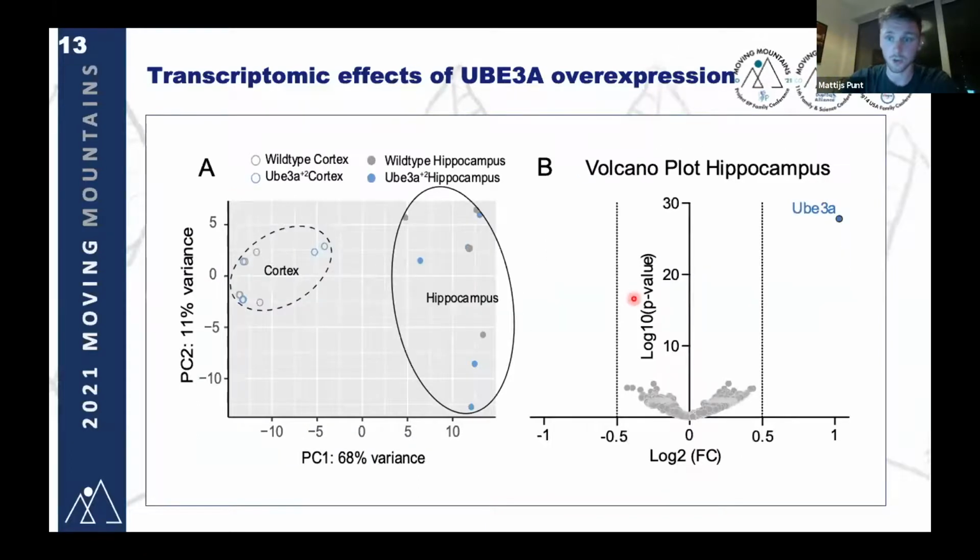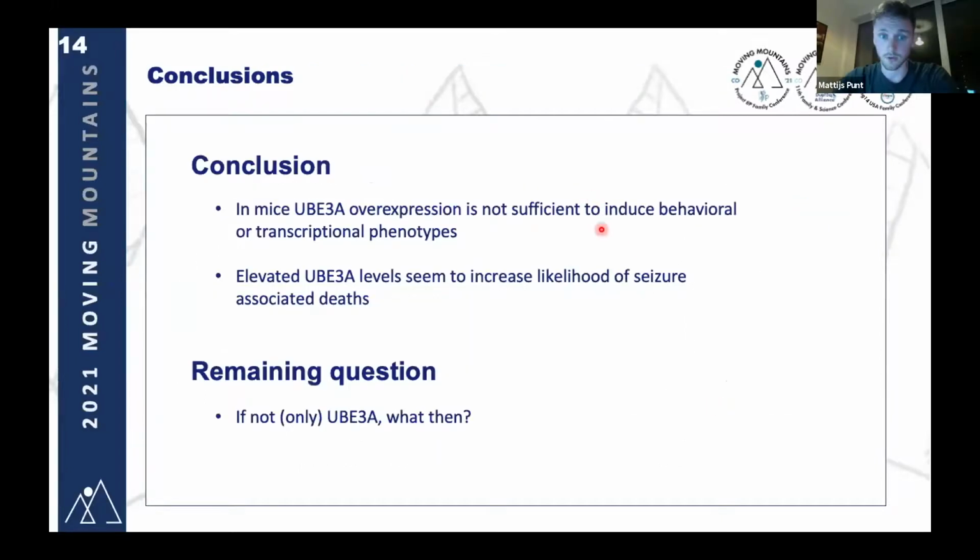And this is also even more clear in this following plot here in B, where we find that the UBE3A gene is really the only transcript that is significantly altered in its expression, whereas the other genes that we identify here do not pass the thresholds of significance. So that brings me to the conclusion that, in these mice, UBE3A overexpression is not sufficient to induce the behavioral or transcriptomic phenotypes.